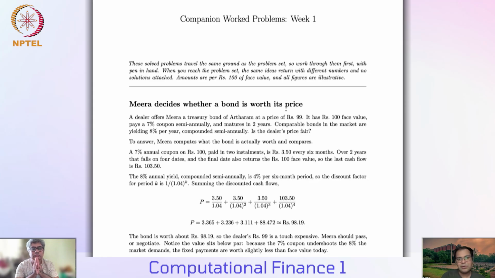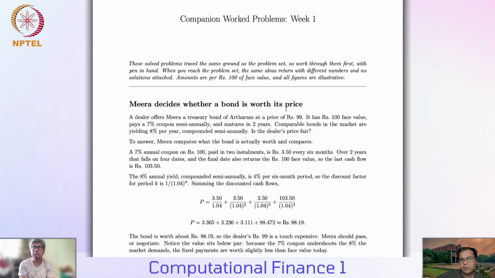Remember, there is a 7% coupon, and this is going to be paid in two installments. How do we know it's going to be paid in two installments? Remember, it is a semi-annual coupon. So a 7% annual coupon paid in two installments means that you are getting 3.5 every 6 months. Over 2 years, remember this is a bond maturing in 2 years, you have four coupon payments.